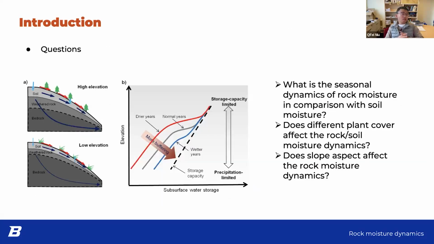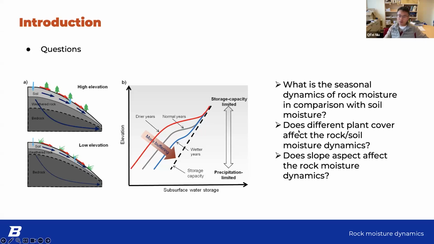Okay, so for this research, I'm trying to answer several questions. The first question is, what is the seasonal dynamic of rock moisture in comparison with soil moisture? Most of the studies just focus on well logging data, and well logging can only drill a well at several locations, and it's also very expensive. For example, in Dry Creek, we've never had a well, although it has been around for more than 20 years.